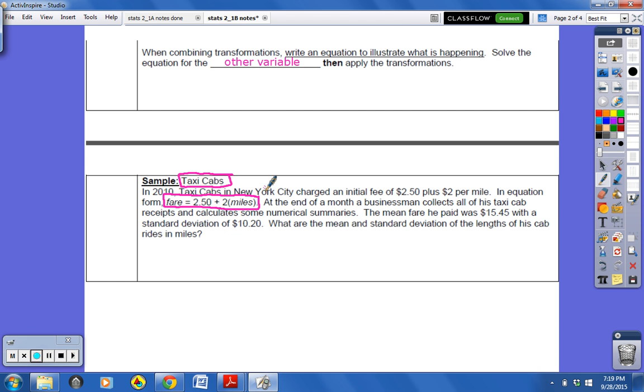Well, if I wanted to know the distribution of the fare based on the distribution of my miles, I could work this out here. Actually, I know the distribution of the fare. The mean fare was 15.45 and the standard deviation was 10.20. So if I want to figure out what's happening with miles, I need to take fare equals 2.5 plus 2m and solve for m, because I need to figure out what's actually happening there.